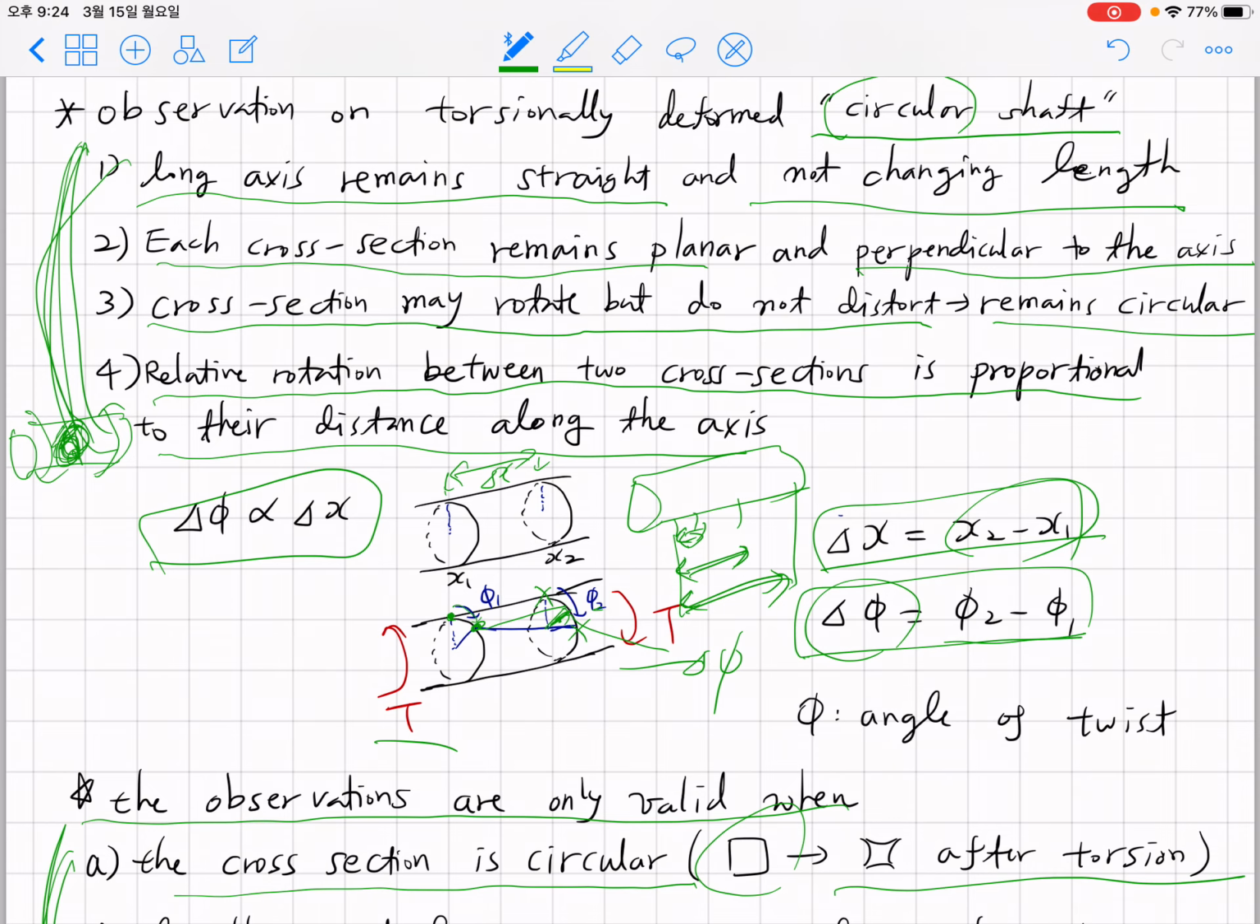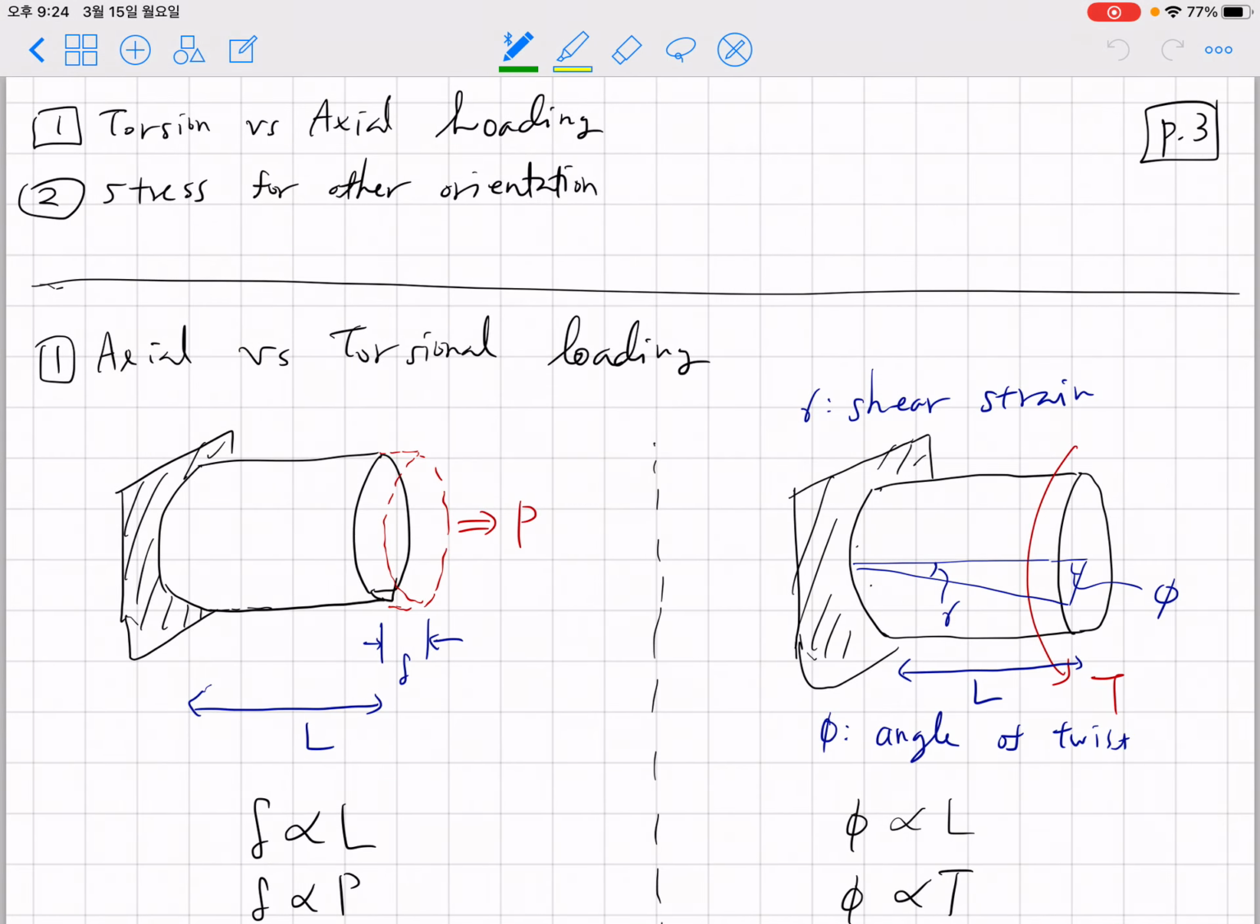Having this in mind, let's move on to the real meat of today's course. Today we're going to cover two topics. First, I will discuss the analogy and difference between torsion and axial loading. And second, we'll talk about stress for other orientations. This is something we did for axial loading when we discussed stress on an oblique plane, so we can do the same thing here for torsional loading.